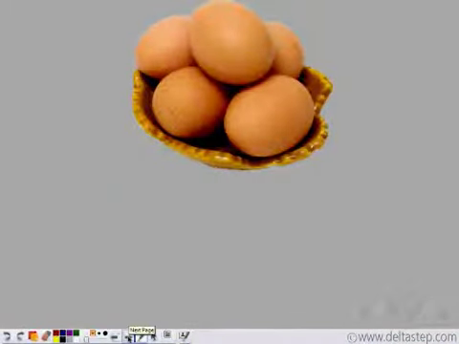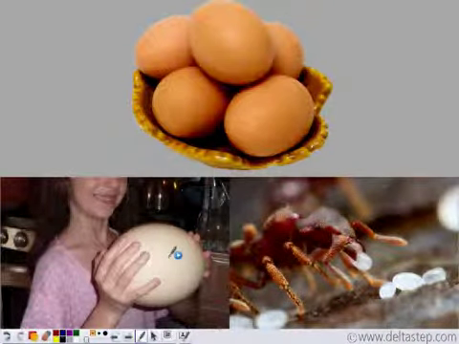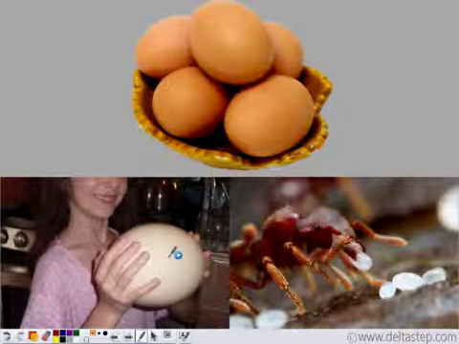Now, this is the common egg that we have for breakfast every morning. This is the hen's egg. Now, I will show you the world's largest egg, which is laid by the ostrich. This is an ostrich's egg, which is the largest egg that is found on earth. Now, do you want to see a small egg? Well, these are the tiny eggs that are laid by this tiny ant.